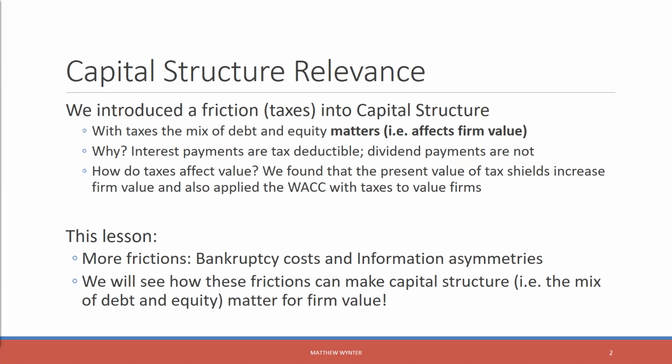This lesson, we're going to focus on bankruptcy costs and information asymmetries. And the main idea is that we'll see how these frictions of bankruptcy costs and incomplete information can actually make the way that we finance the firm affect firm value.